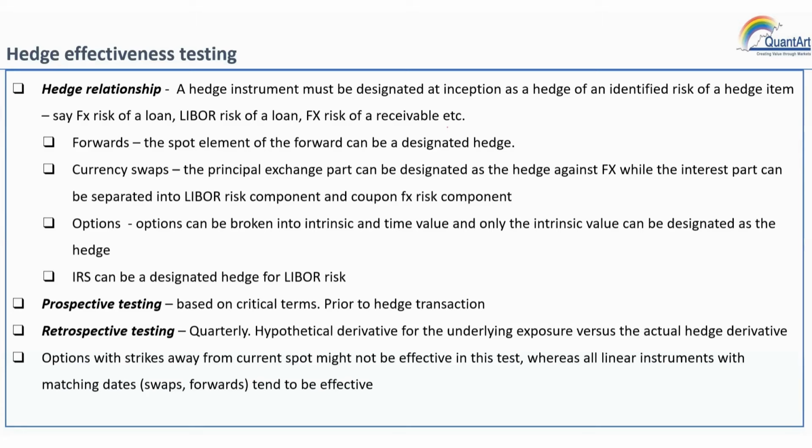So let's assume you do want to do hedge accounting. What are the steps? The first step is you have to define the hedge relationship very clearly. There is a clear documentation that you have to do, saying what is my hedge relationship between the hedged item, which is the risk that I'm hedging, and the hedged instrument, which is my derivative hedge.